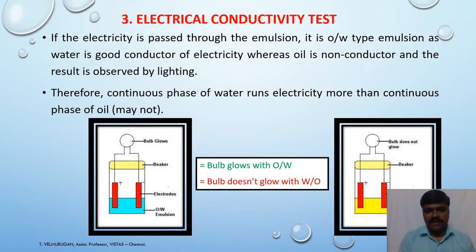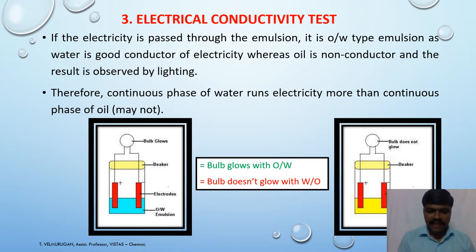Third one, electrical conductivity test. If the electricity is passed through the emulsion, it is oil in water type of emulsion, as water is a good conductor of electricity whereas oil is a non-conductor. The result is observed by the glowing of a bulb. Therefore, the continuous phase of water conducts electricity more than the continuous phase of oil. Okay, electrical conduction.